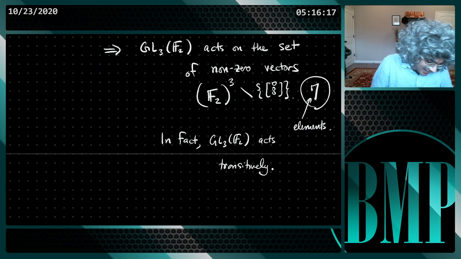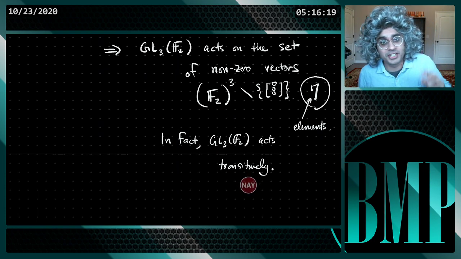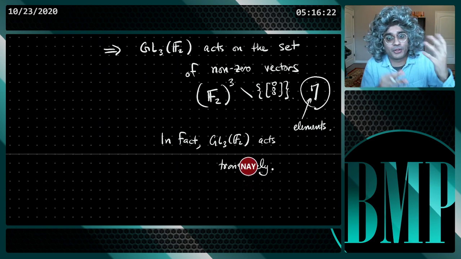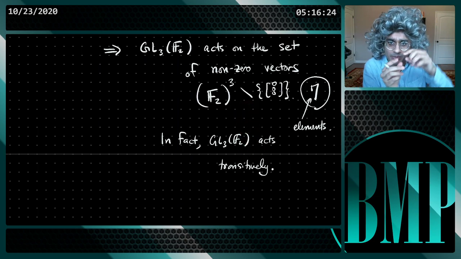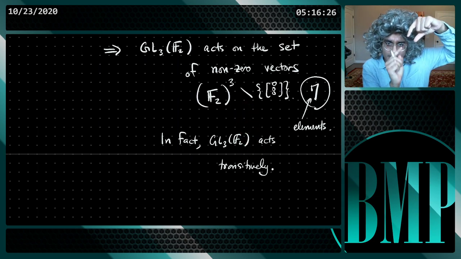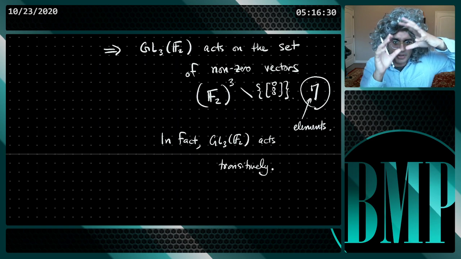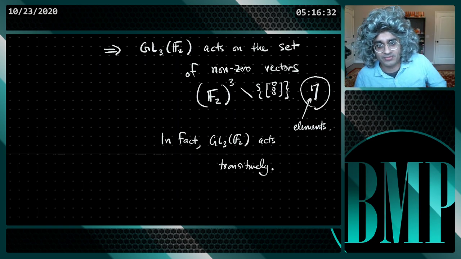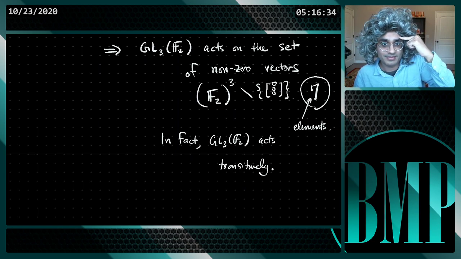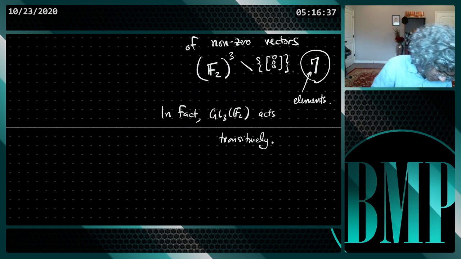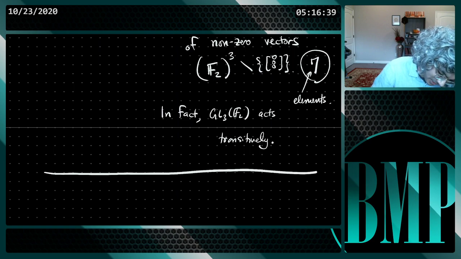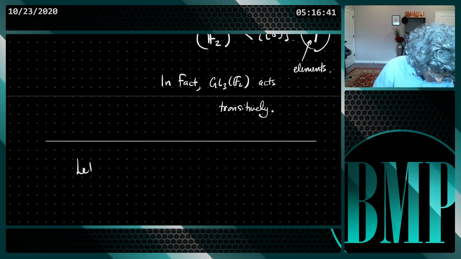So everyone understands that GL3F2 acts on some crazy set of 7 elements. Each element is 1s or 0s, 3 of them, but you don't include 0, 0, 0. Remember that. Okay, so now I'm going to change subjects.